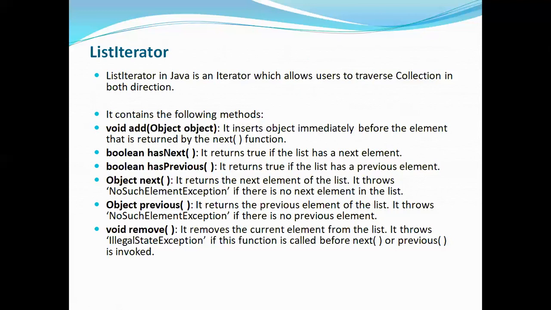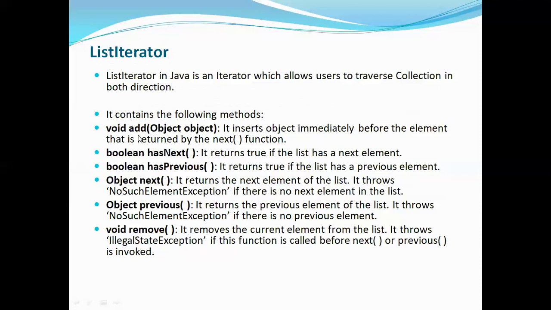So in the first one we have seen that it can't remove, it moves only in forward direction. Whereas the second one has an advantage that it can remove, but it is also going only in forward direction. Whereas the third one, list iterator, can remove and can move in both the directions, both forward direction and backward direction. So that's the advantage here. Now this list iterator has the following methods.